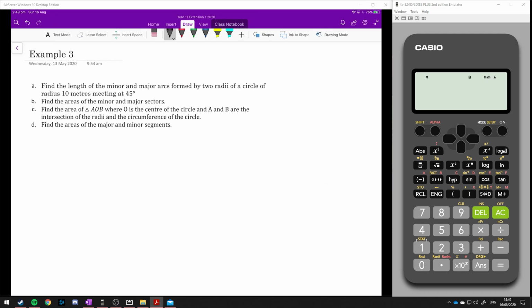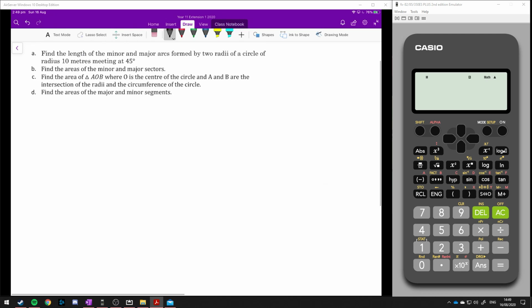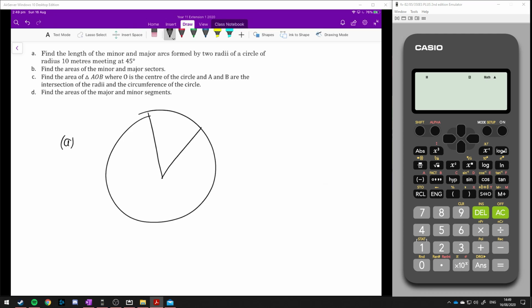Okay, so part A says find the length of the minor and major arcs formed by two radii of a circle of radius 10 meters meeting at 45 degrees. So part A is a circle like this. So it's something like this. It's 45 degrees here, and it's 10 meters and 10 meters.